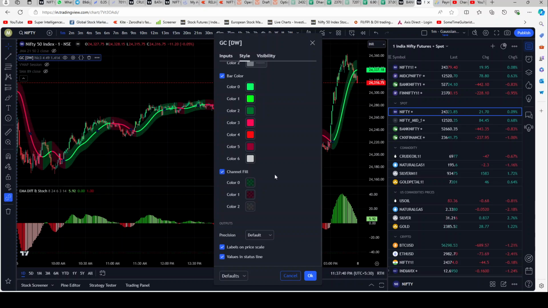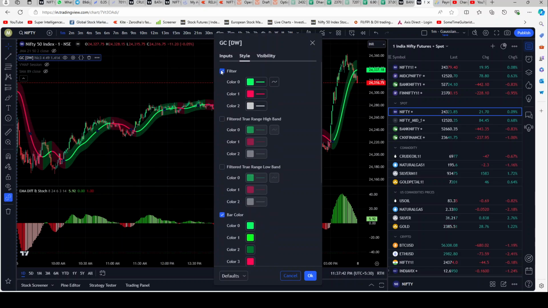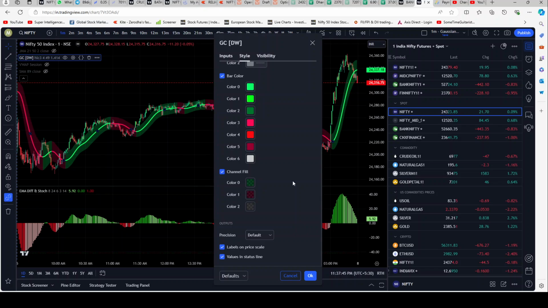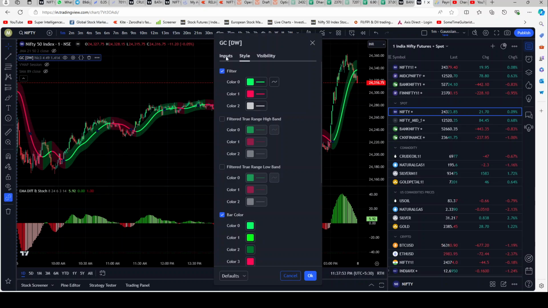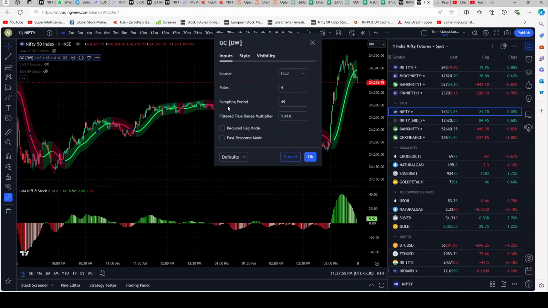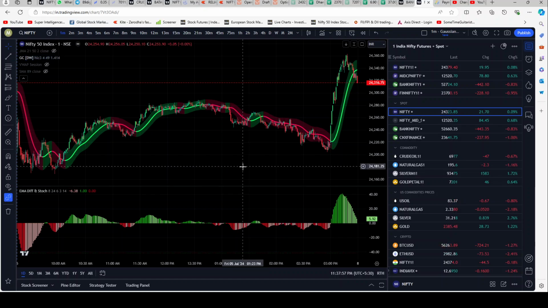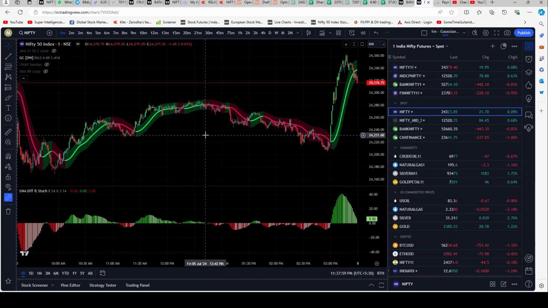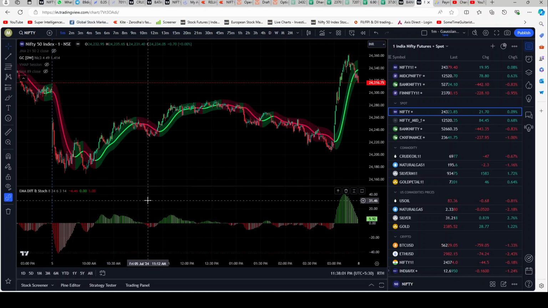All right, I just keep it filled, and this filter is basically the line in the center, so I leave it at default. At the bottom, you can uncheck these two and then save this as default. That way, every time you use this, it'll come the way you have set it, with the sampling period as 49. Now, when you look at this, you see how well it coordinates over here.